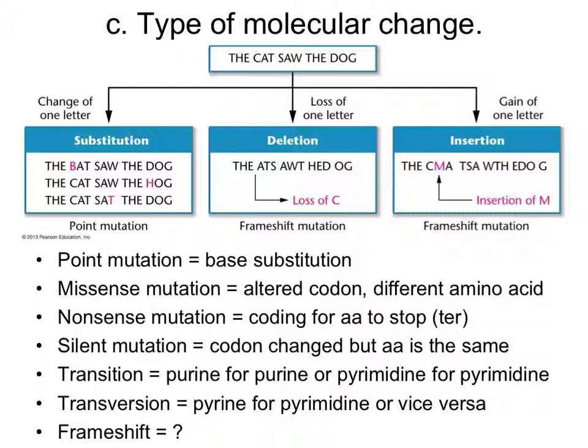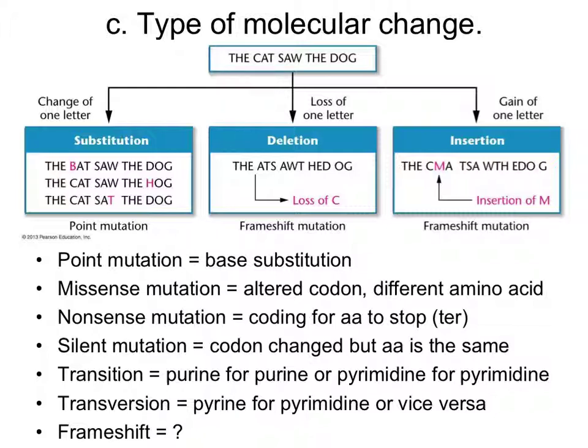Other terms that come into play here include missense mutation. In a missense mutation, you have an altered codon, and therefore you will usually but not always have a different amino acid. Actually, sorry, let me say that again. In a missense mutation, you only use that term when you actually do have a different amino acid.